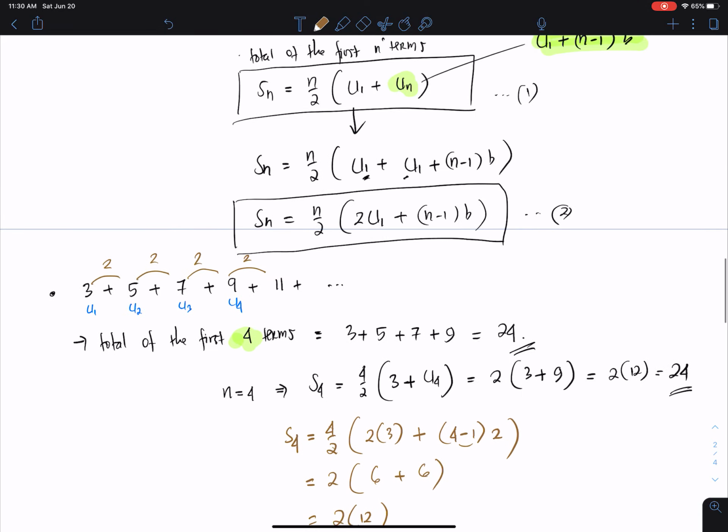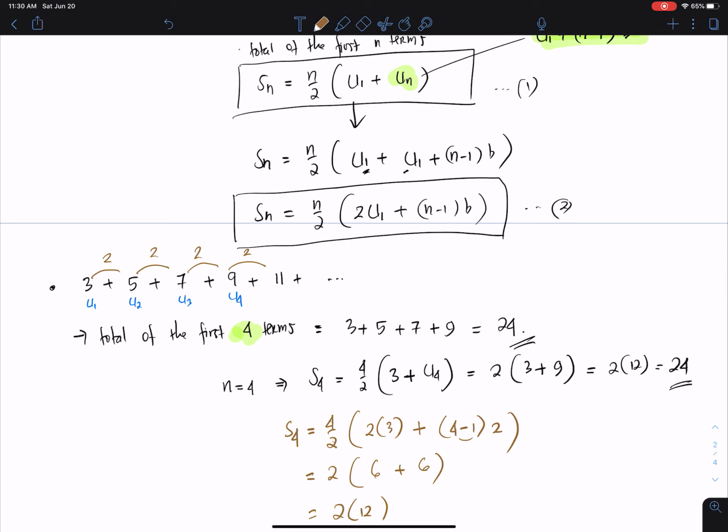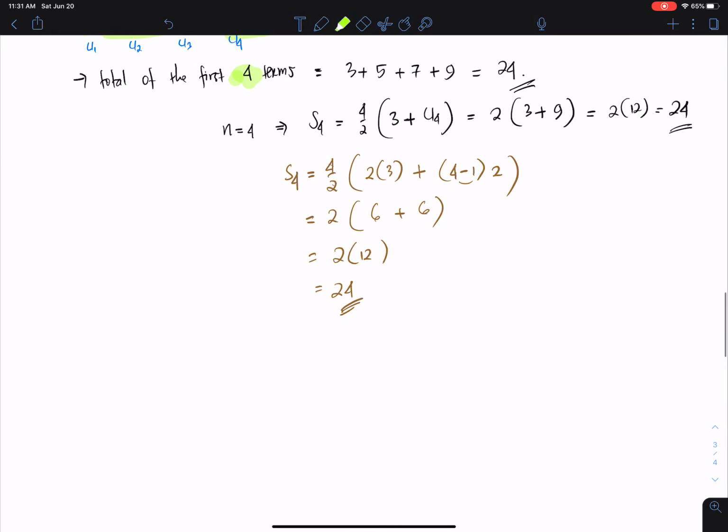Alright, so which one then do we use? It depends. You can use this one over here if you have U1 and Un. Or if you don't have the Un, for example, asking about U1034, which you don't have in this sequence, I mean, the number has not yet appeared, then you can simply use this formula. Whichever, it depends on what you already have in your data. Okay, so let's try another example.